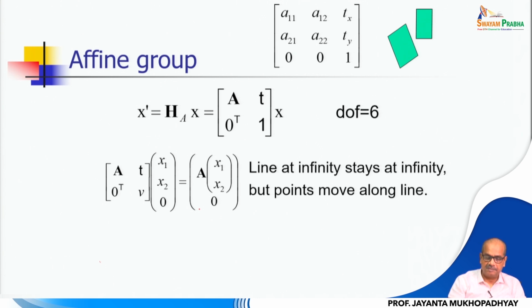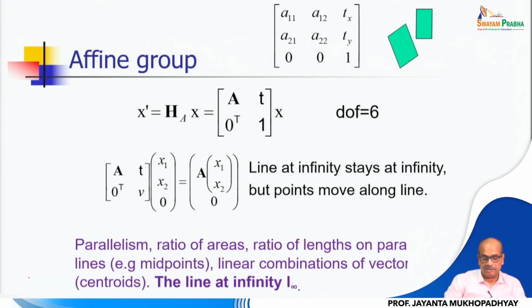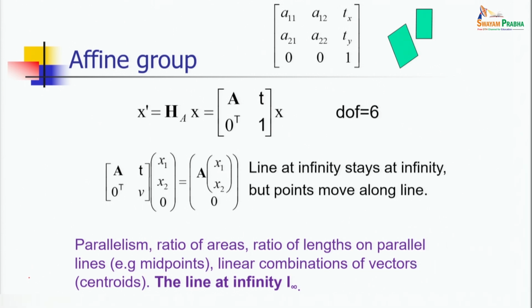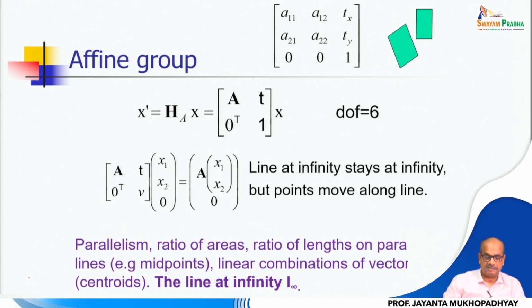If I perform the affine transformation in the projective sense with the line at infinity, I have to apply the transpose of the inverse. Then I still get the result in the projective sense. That means I can multiply with any k also here, and still I will get the same line at infinity. That is the property of this kind of affine transformation. To summarize what remains invariant: one is parallelism, then ratio of areas, ratio of lengths on parallel lines, for example midpoints, then linear combination of vectors or centroids, and the line at infinity. These are a few invariant things.